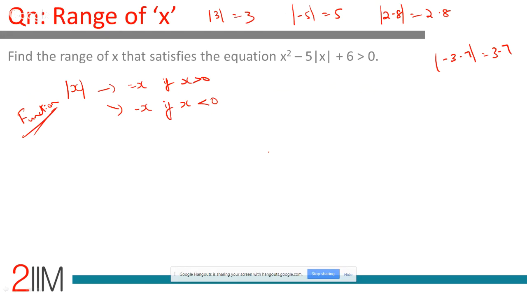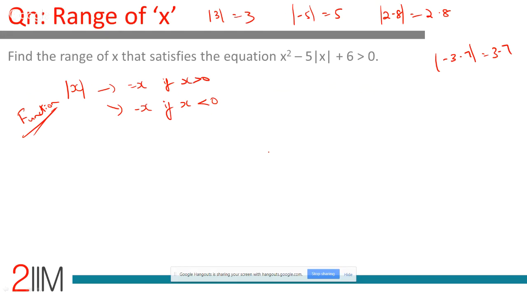So mod x is x if x is greater than 0. Mod x is minus x if x is less than 0. So coming back to this question: x squared minus 5 mod x plus 6 greater than 0. Let's say x is greater than 0, and you are solving for x square minus 5x plus 6 greater than 0. Or x is less than 0, solving for x square minus 5 times minus x, so x square plus 5x plus 6 greater than 0. Then solve that.